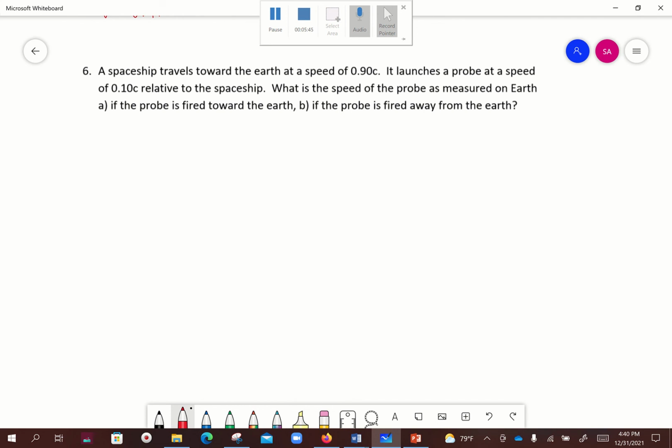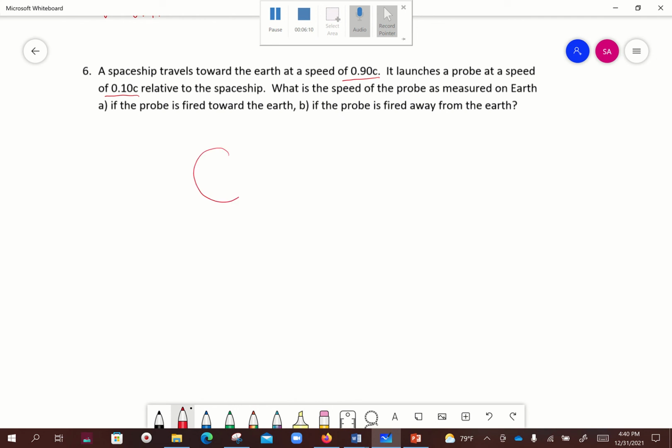So what we have is a spaceship that's traveling towards the Earth at a speed of 0.90 c, and then it launches a probe at 0.1 c relative to the spaceship. We want to know what's the speed of the probe measured on Earth if the probe is fired towards the Earth or if it's fired away from the Earth. So let me draw a little picture.